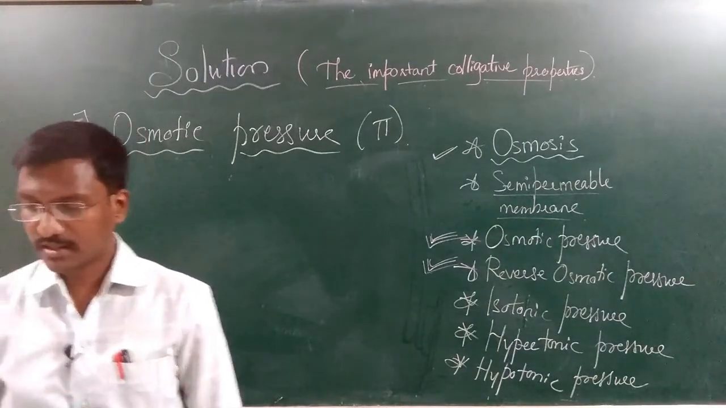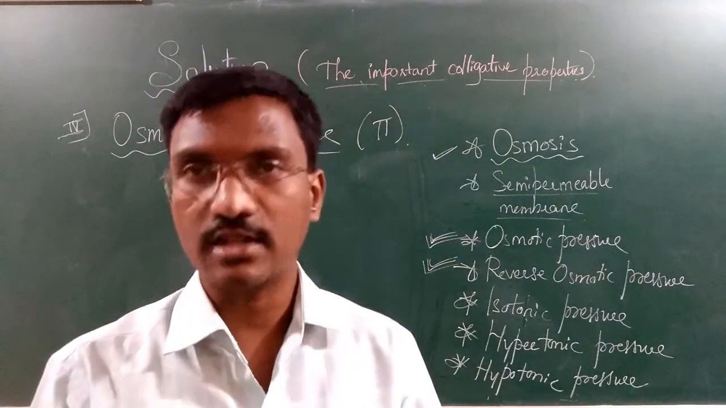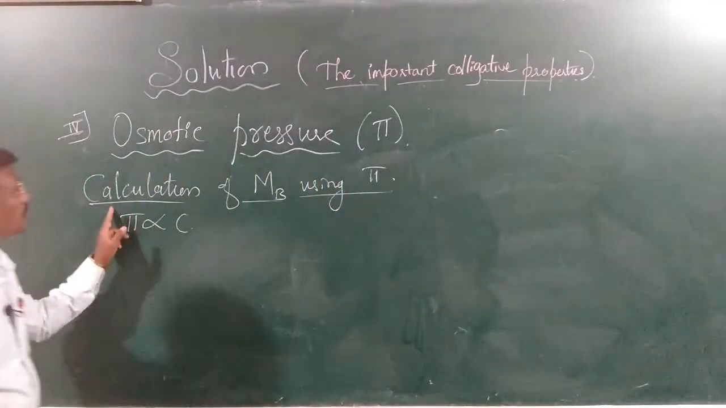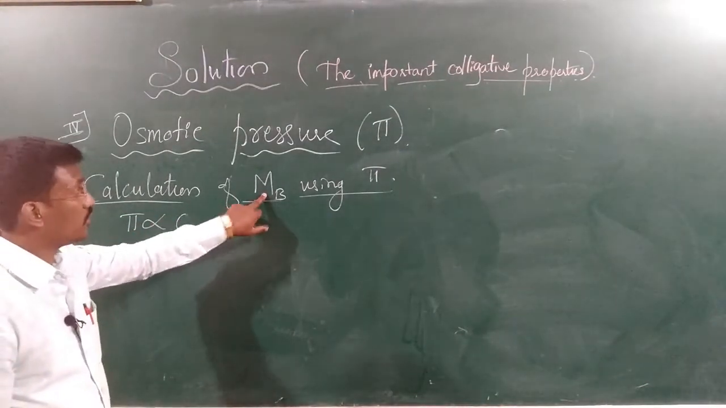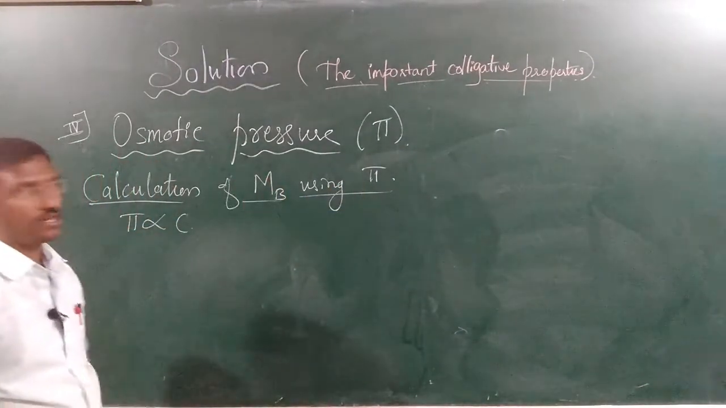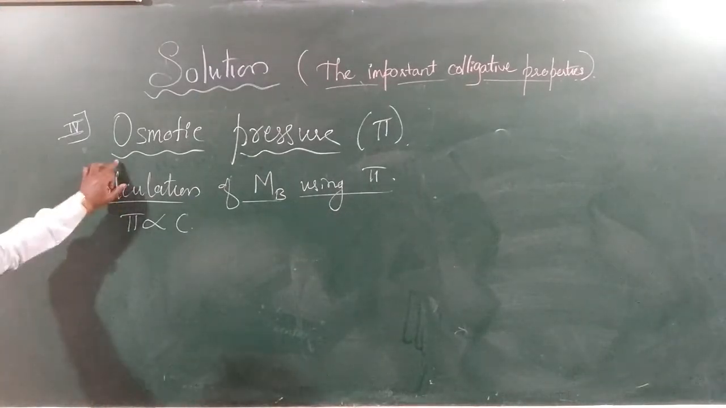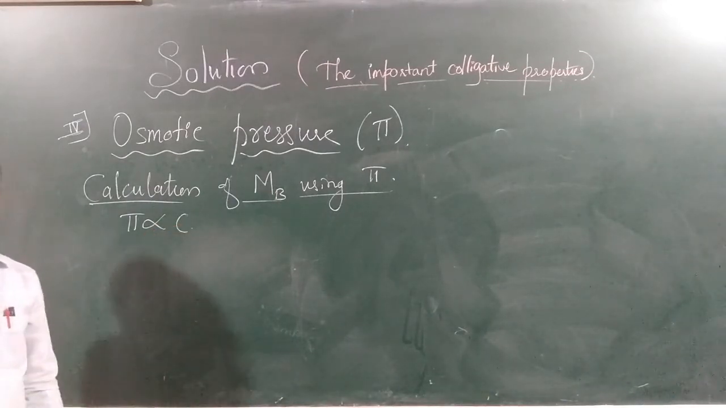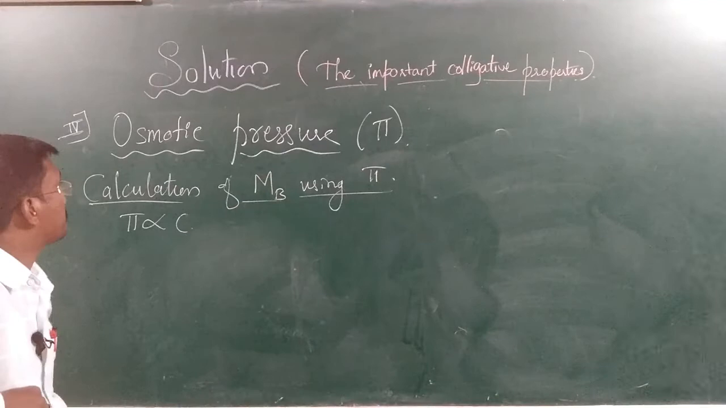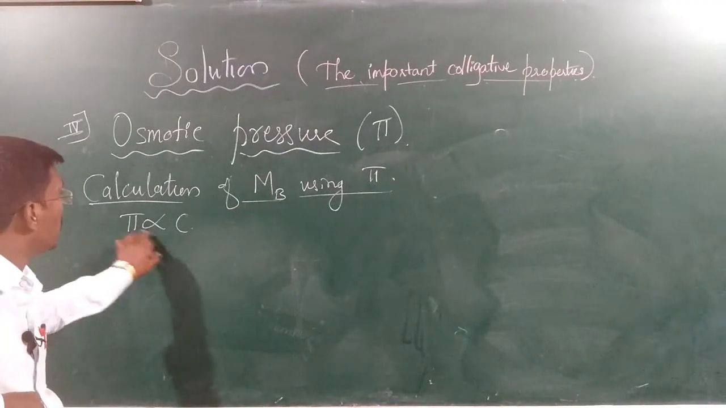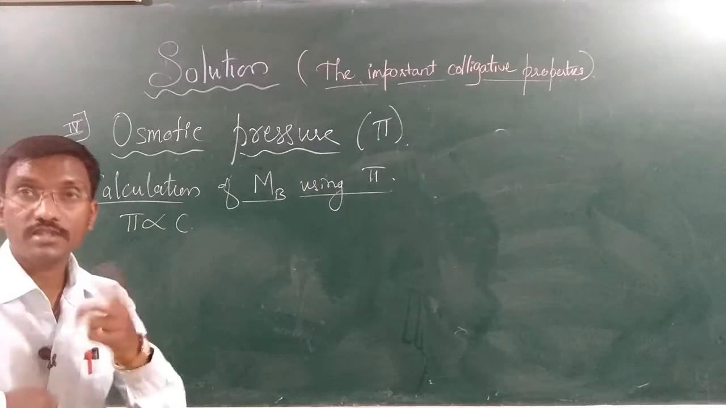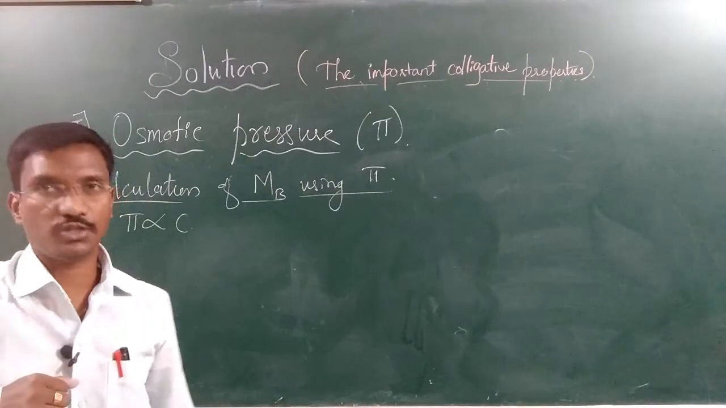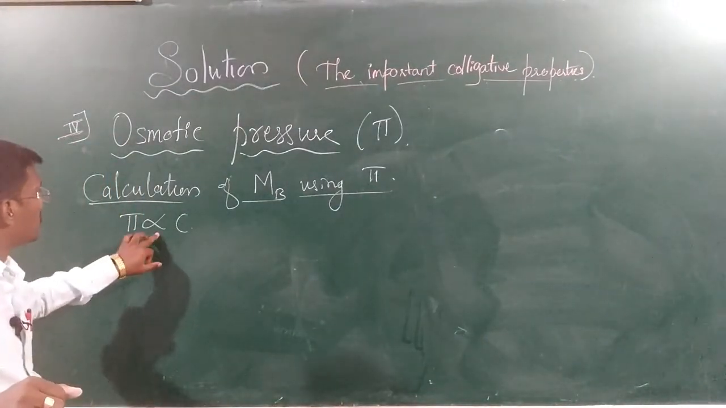So next is calculation of molar mass of the solute, here also using the osmotic pressure. Let's start that. The last expression, that is calculation of molar mass of the solute using osmotic pressure. Osmotic pressure is proportional to the concentration. Concentration is nothing but how many moles of the solute are present in the solution. So pi is directly proportional to C.